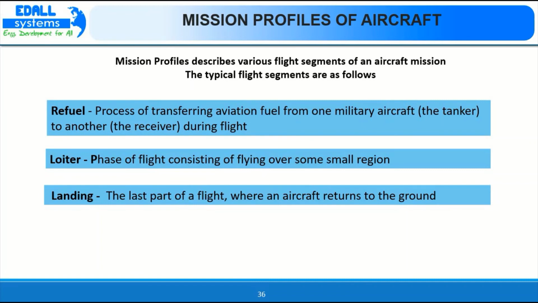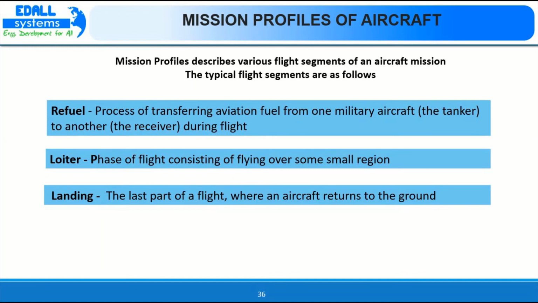Then we have the loiter. So loiter is a phase of flight consisting of flying over some small region. So often it happens that the runway is busy and the pilots are advised to wait. So in that wait period, the pilots loiter around some small region, that is, they just wait to get landing permission on a particular runway. So they fly around a small region. So this process is called loiter.